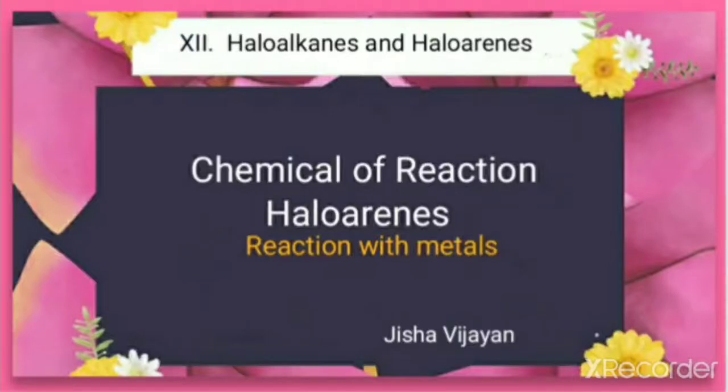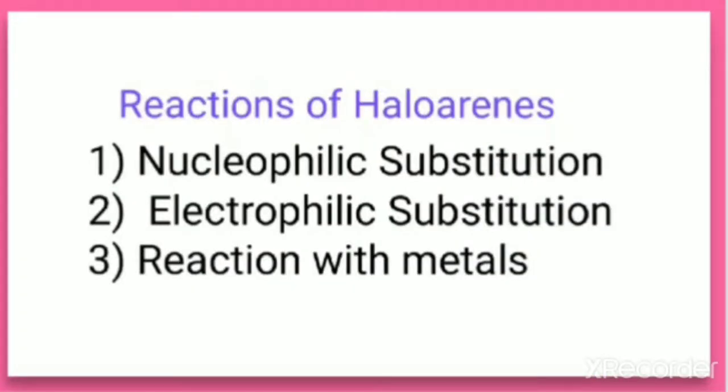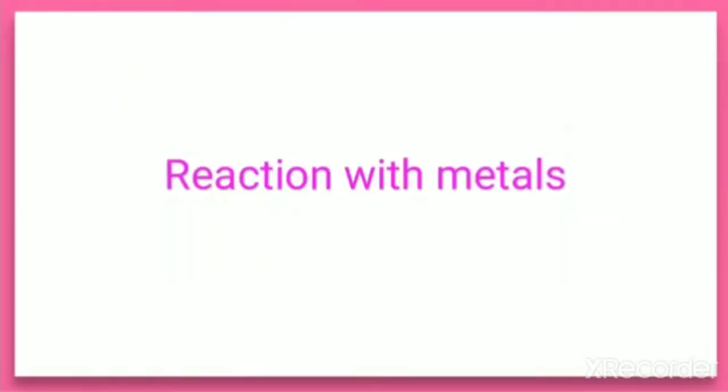Hello students, let us discuss chemical reactions of haloarenes. In this video, we are going to discuss reaction with metals. Reactions of haloarenes, as we have classified, are of three types: nucleophilic substitution, electrophilic substitution, and reaction with metals. Nucleophilic substitution and electrophilic substitution we have already discussed in the previous videos. Now let us discuss the reaction of haloarenes with metals.